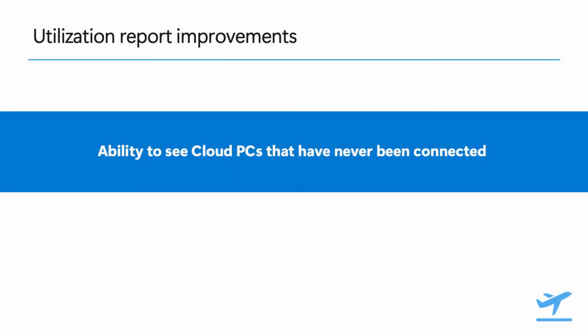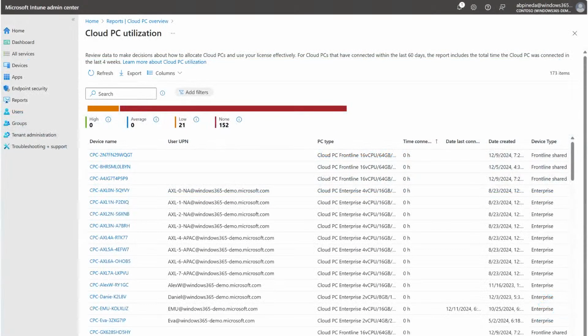Lastly, I want to call out some exciting changes that are coming to the utilization report. We've heard customer feedback and we're implementing changes to the utilization report that will help admins look at utilization beyond 28 days. Admins will be able to look at aggregated time connected for individual users for the last 28, 60, or 90 days. We're also improving filtering in the utilization report to show Cloud PCs that have never been connected to within these time spans.